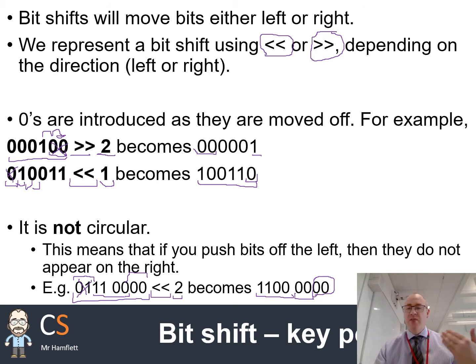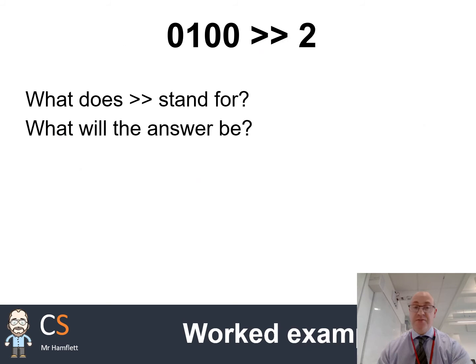Okay, that feels a little bit confusing, but there is a rule of thumb. When you shift, you delete that number on the side of the shift, and you add that number of zeros on the other end. That's it. Okay. So let's look at this answer.